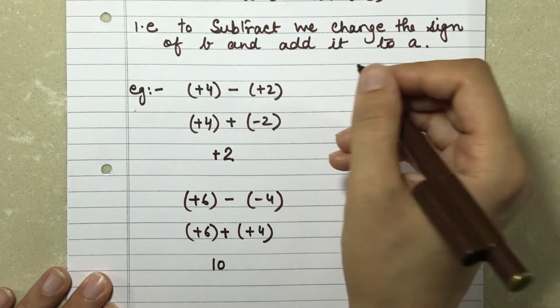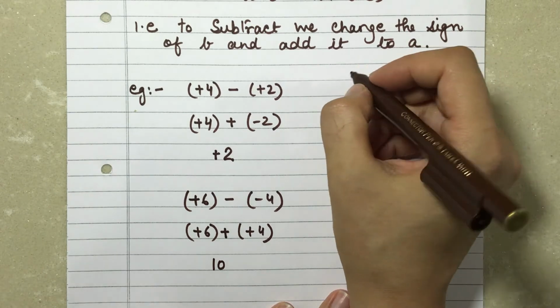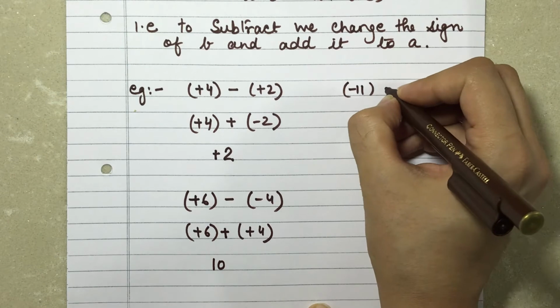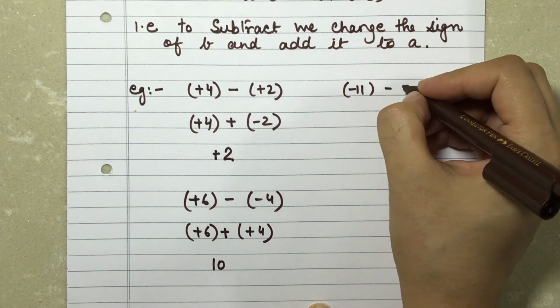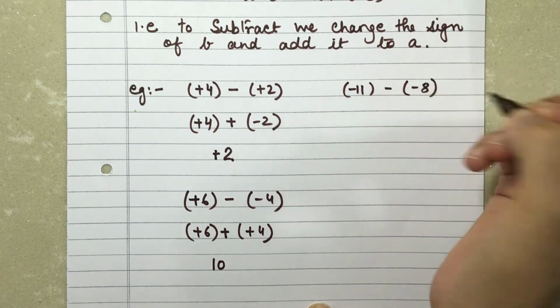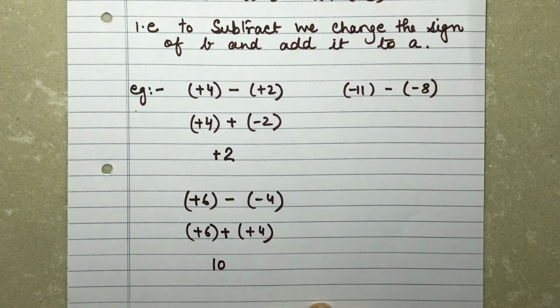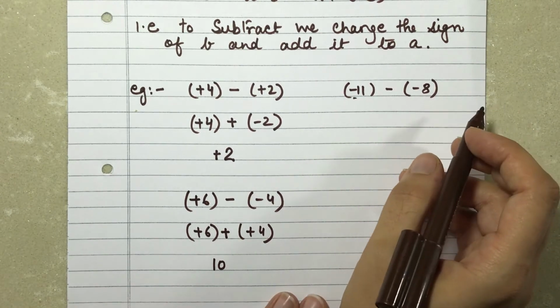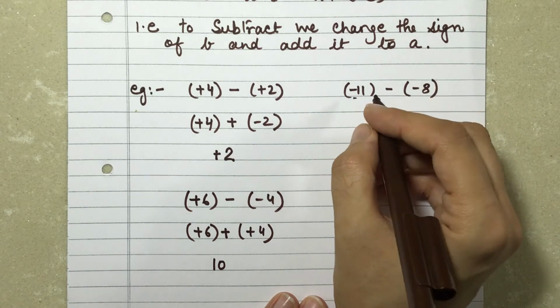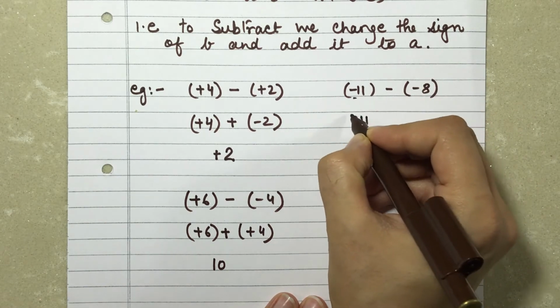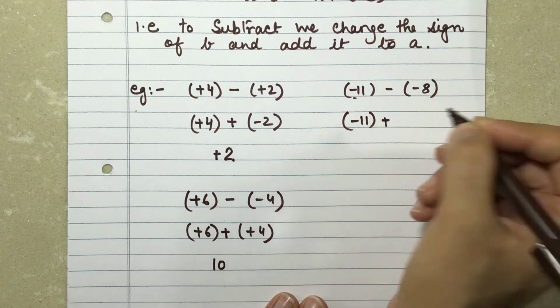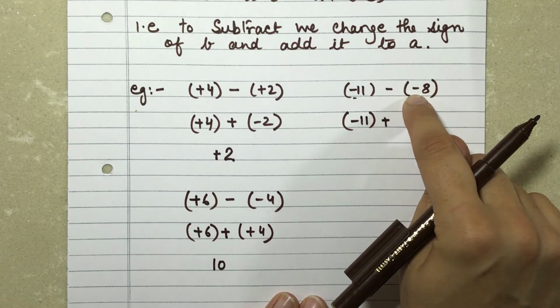Let's do some more examples. If you have to do minus 11 minus 8, that is the third example. Now I can clearly see here that my a is going to remain as it is. My sign in the center is going to change to a positive, and my sign with the b is going to change.